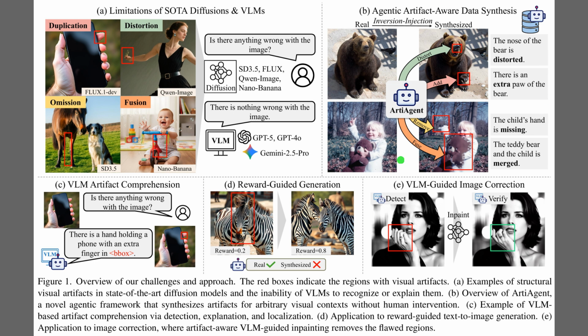To solve this, Panel B introduces the ArtiAgent framework. Instead of relying on expensive human labeling, it takes real images and deliberately injects defects, like distorting a bear's nose or deleting a limb, to create a large-scale synthetic training set. This enables the downstream applications shown in the bottom row, such as accurate detection and automated image correction.